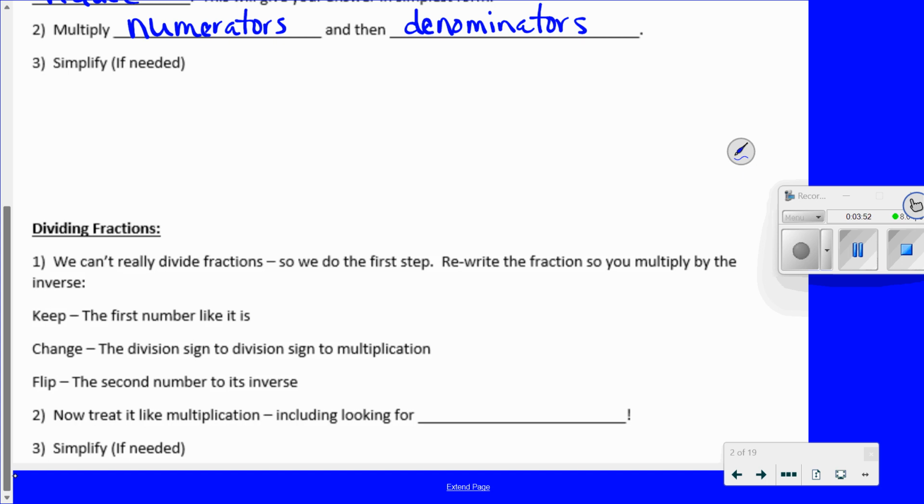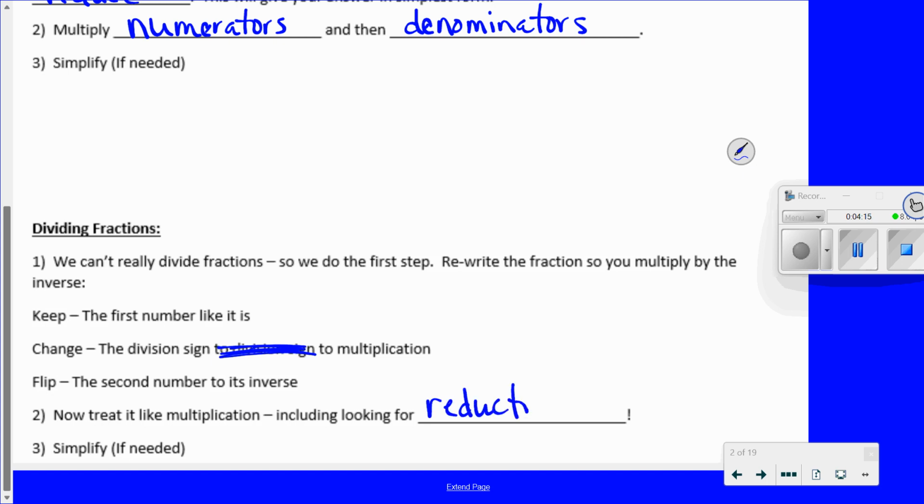The steps are easy. It's keep the first number, change the division sign, and I apologize, typo, cross out that second division sign. So change the division sign to multiplication, and then flip the second number to its inverse. At this point, we now treat it like multiplication, including looking for reductions.